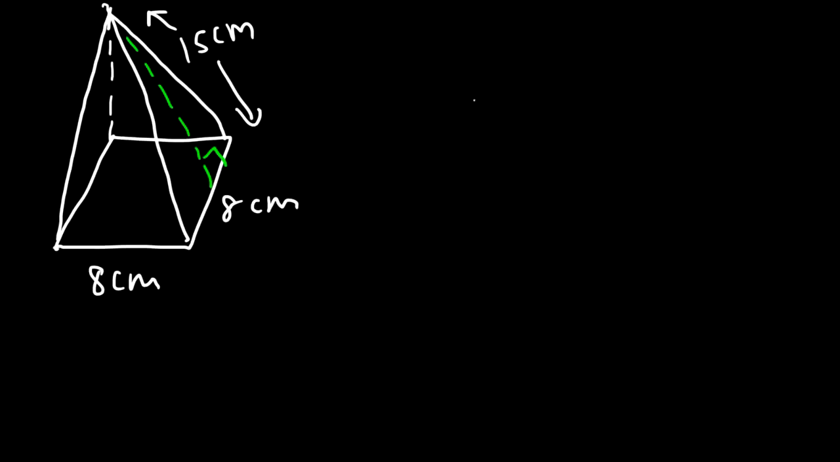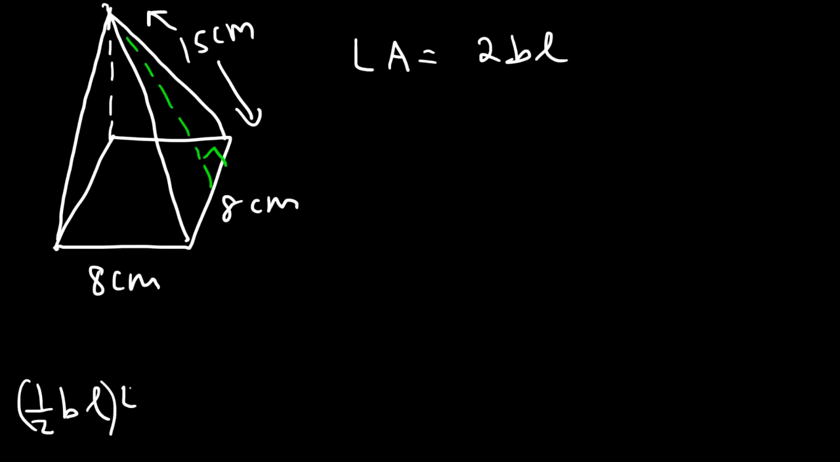Now the first thing I would do is find the lateral area. The lateral area is simply 2bl. As you mentioned before, it's 1/2 base times height, or in this case slant height. That's the area of each triangle. And there's 4 triangles, so times 4. And that gives us 2bl. So that will give you the lateral area, the area of the 4 triangles.